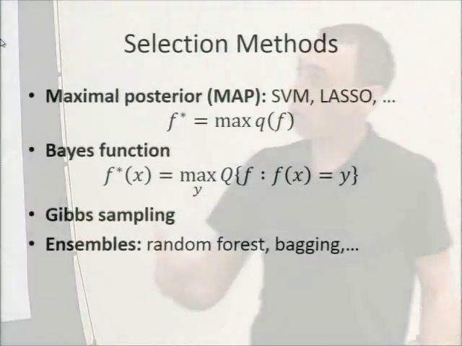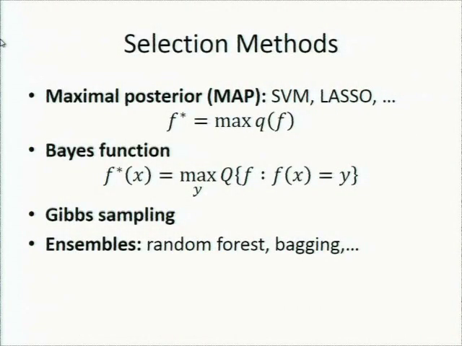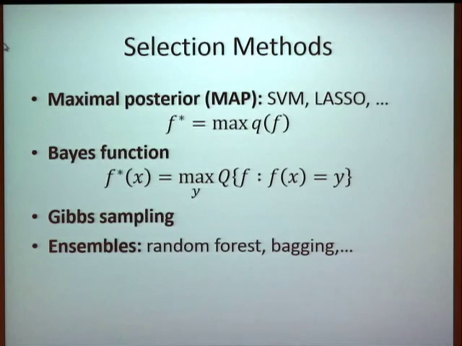So let's look at some common methods of selecting the hypothesis once we have our posterior. One option is to use the maximal posterior, which is what SVM and Lasso do. Minimizing the energy function is equivalent in my language to selecting the maximal posterior. Another option is to use the Bayes classifier, which means that every time I want to make a prediction, I hold a weighted vote among all hypotheses. I can use Gibbs sampling, which means sampling at random one hypothesis according to your belief. And I can use ensembles, which are an extension of Gibbs sampling: instead of selecting just one random hypothesis, I select several and hold a vote between them.